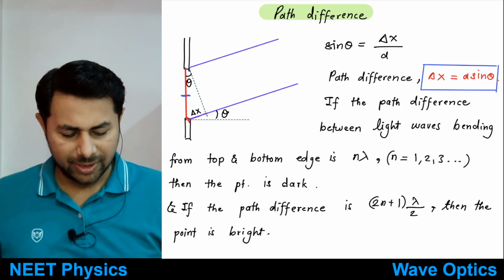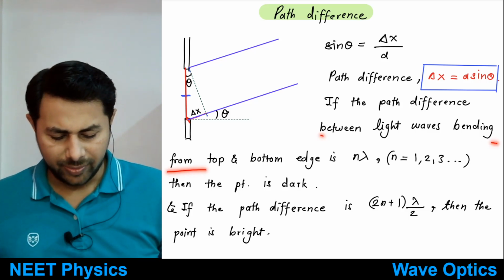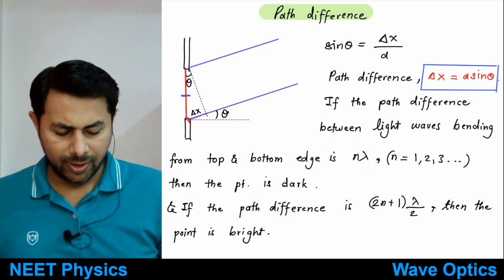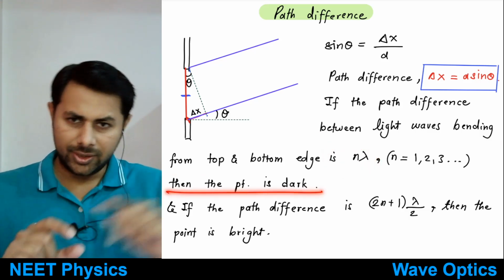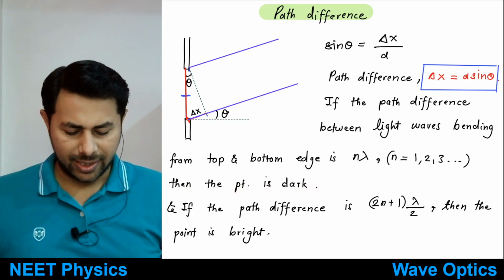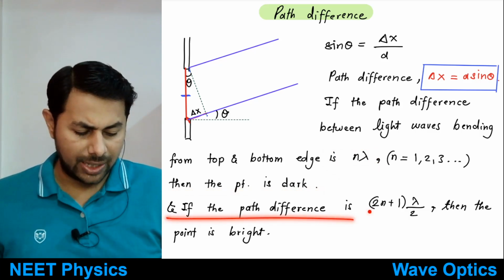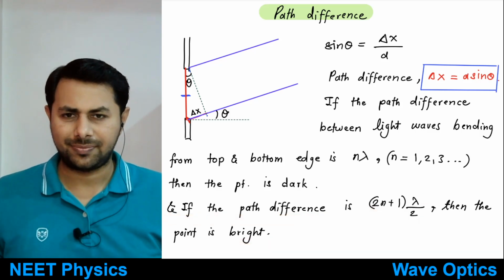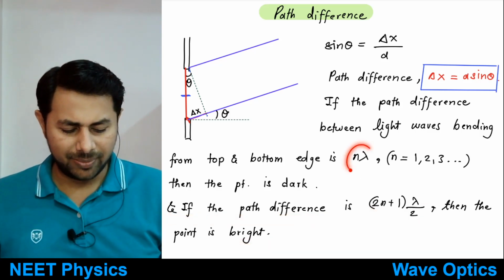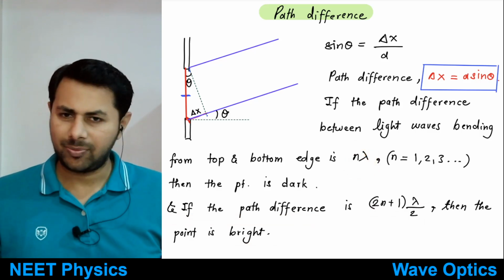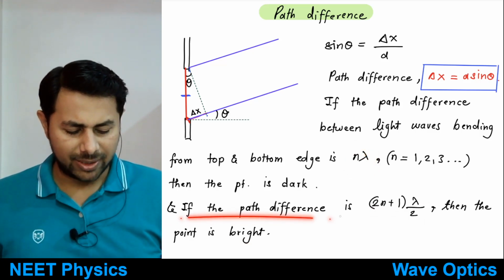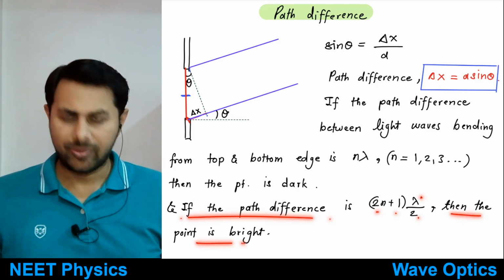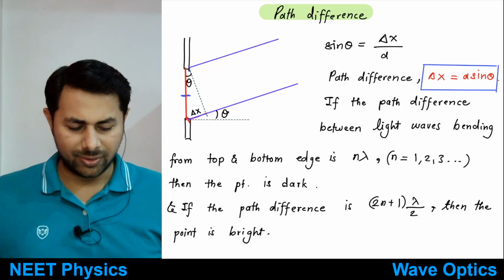If the path difference between the light waves bending from the top and bottom edge is equal to n times lambda, then the point on the screen would be dark, and if the path difference is (2n plus 1) lambda by 2, then the point would be bright. Again, if the path difference is n times lambda, the point would be dark, and if it is (2n plus 1) lambda by 2, the point would be bright.